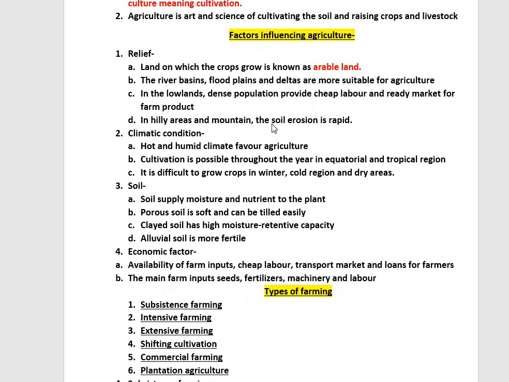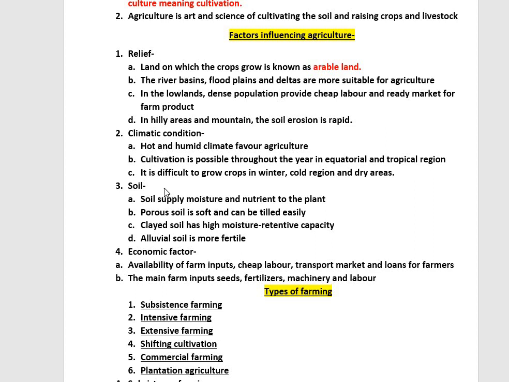Second influencing factor is climatic condition. As we know, a hot and humid climate is favorable for agriculture. Hot and humid means neither too hot nor too cold, so it is the best for agriculture. Point B, cultivation is possible throughout the year in the equatorial and tropical region. Equatorial region means the regions close to the equator, and tropical region means the regions close to the Tropic of Capricorn and Tropic of Cancer.